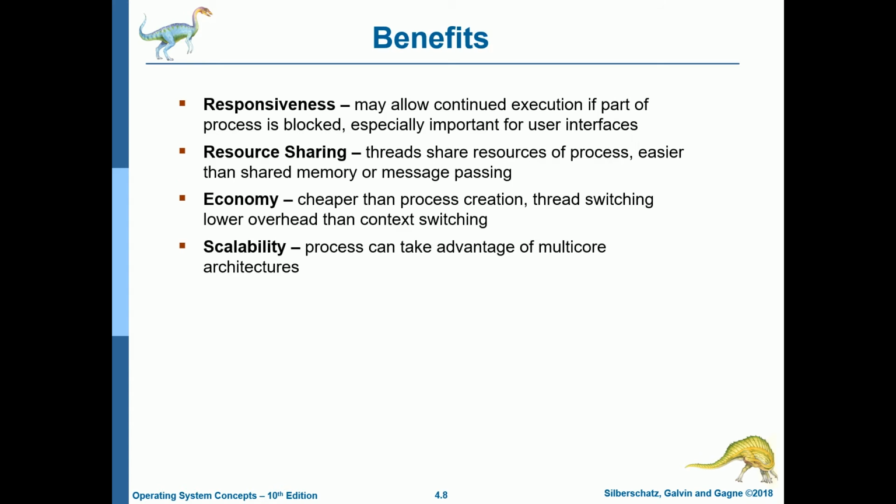Now this leads us to the benefits of multithreaded programming, which can be broken down into four categories: responsiveness, resource sharing, economy, and scalability. For responsiveness, multithreading an interactive application may allow a program to continue running even if part of it is blocked or is performing some lengthy operation, thereby increasing responsiveness to the user.